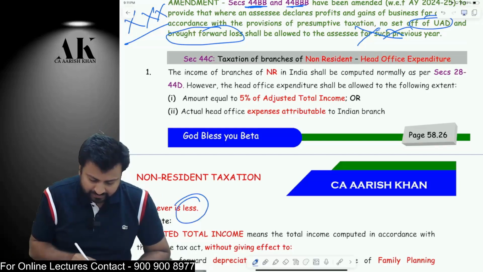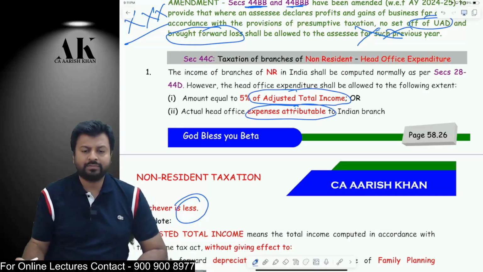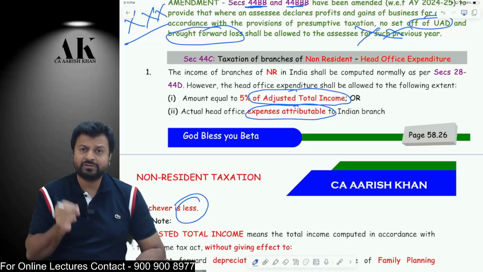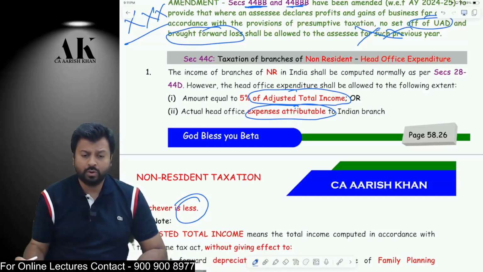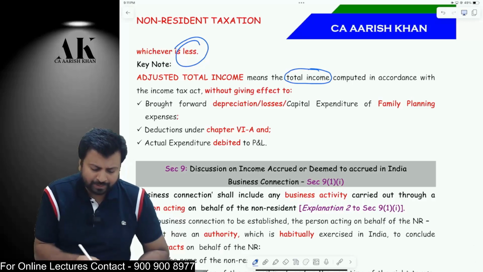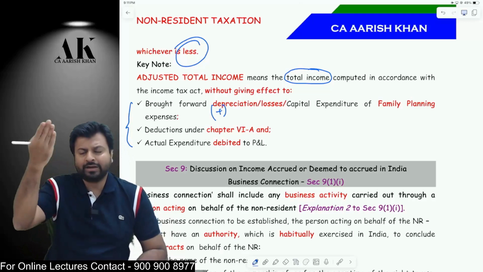Lower of what? Whichever is less: 5% of the adjusted total income or the actual expense attributed to the Indian branch, whichever is lower. So 5% of adjusted total income will be compared with the expense which is attributable to the Indian branch, whichever is lower. So what is adjusted total income? Adjusted total income means nothing but total income, but after adding all these items. What all things will you add back? UAD, you have to add back to the adjusted total income.